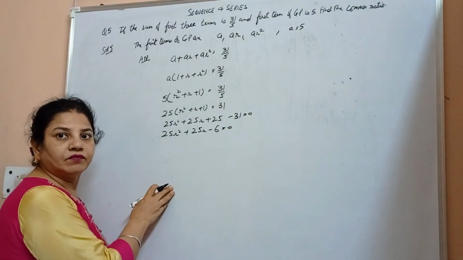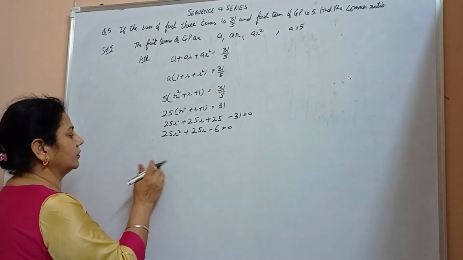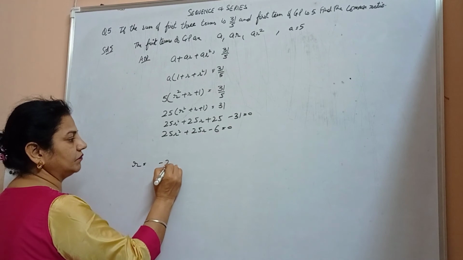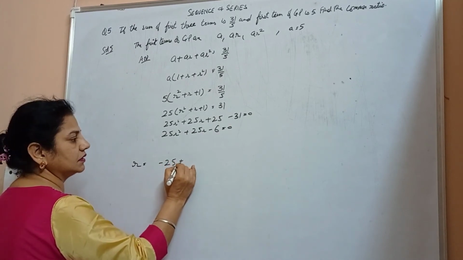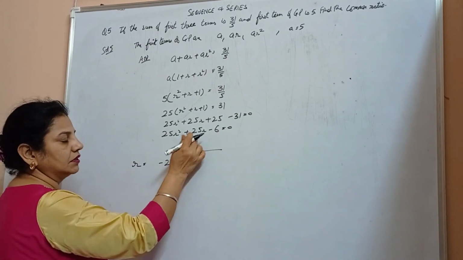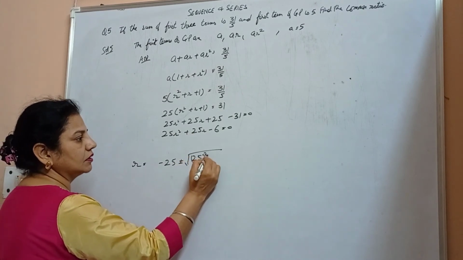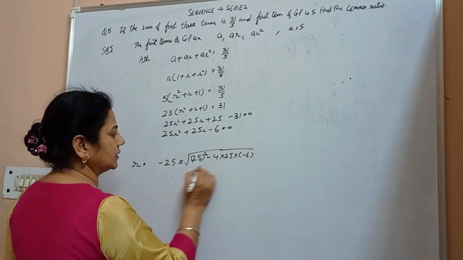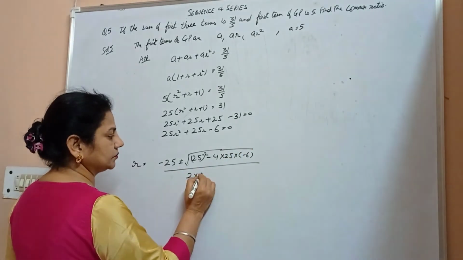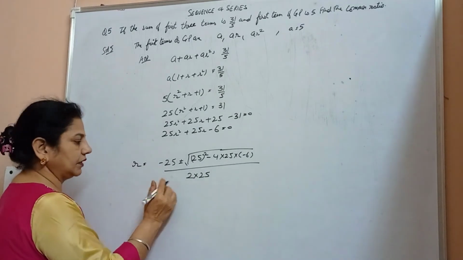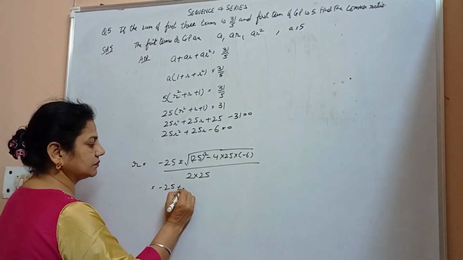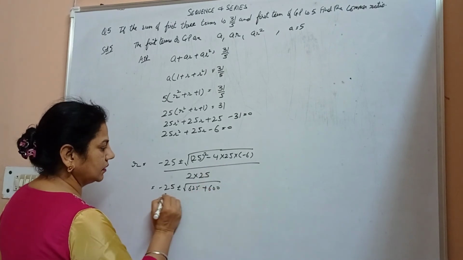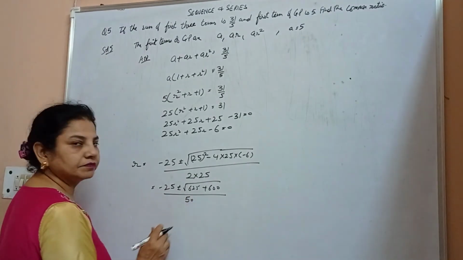This equation is in quadratic form. So using the quadratic formula, r will be minus b plus minus under root b square minus 4ac, all divided by 2a. Here b is 25, so minus 25 plus minus under root 25 square minus 4 into a into c, where c is minus 6, divided by 2a. a is my 25. So I get minus 25 plus minus under root 625 plus 600 upon 50.